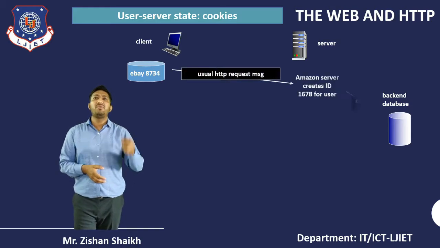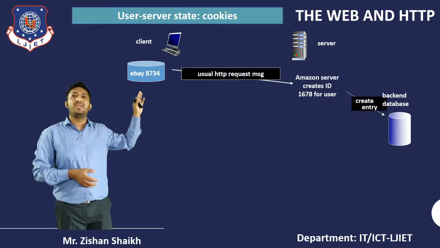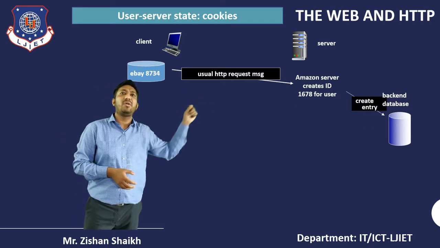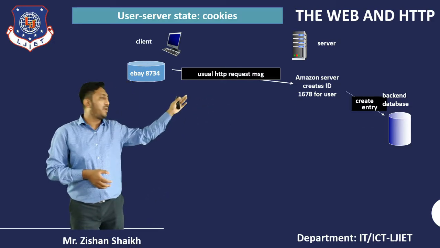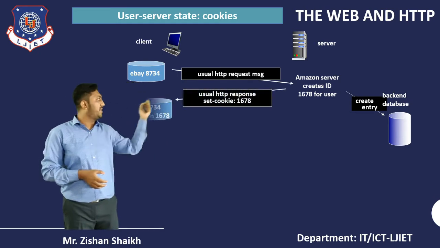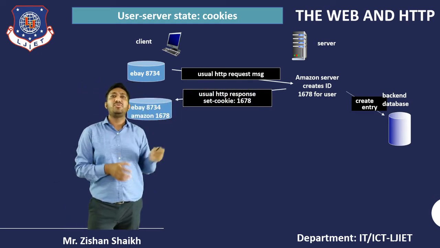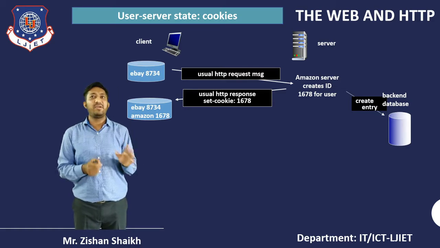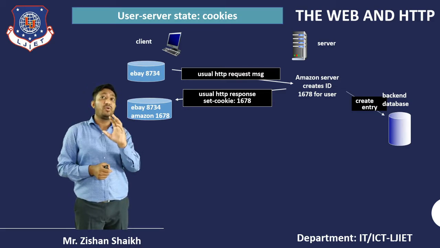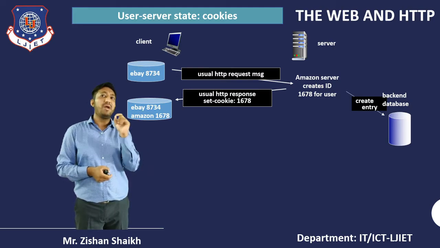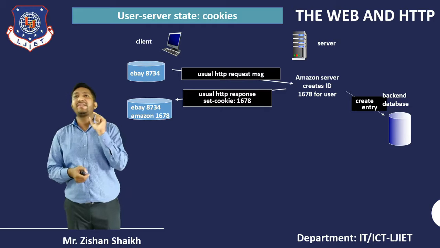For example, we have a machine that wants to send a request. Here usually an HTTP request message is given to this particular server, with the customer ID of 1678 for the user. Now what happens? In the response it will generate this. Usually our HTTP response is Set-Cookie for 1678. So this is the conclusion: cookies are generated by the server, not the client, but they are saved at the client side.